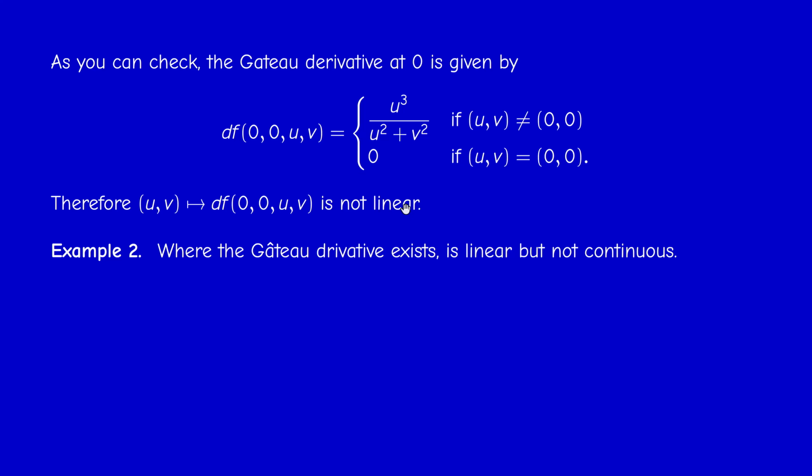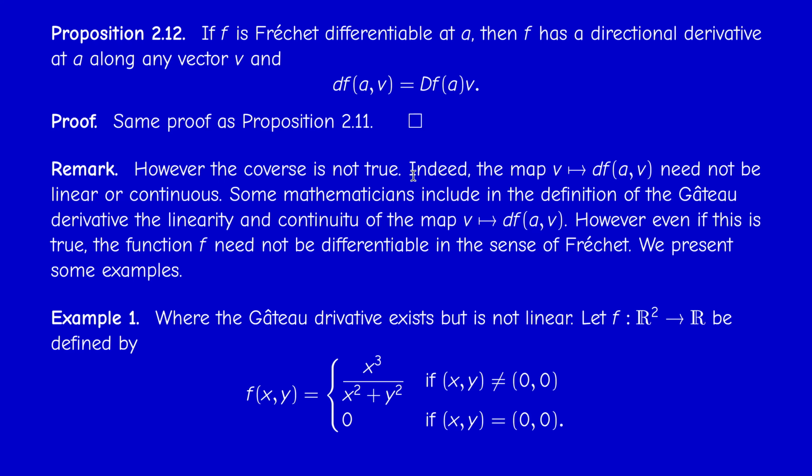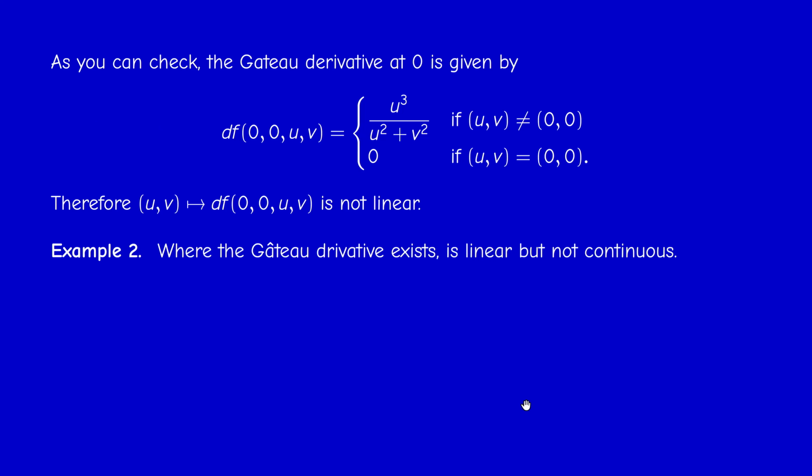So we conclude that this function is continuous and has a Gateau derivative at 0. But the only problem is at 0, because at every point different from 0, the function is as smooth as you wish. So it's Frechet differentiable. It's C1 actually away from 0. But the only problem is at 0. So in particular, in this example, we conclude that f is not Frechet differentiable at 0.